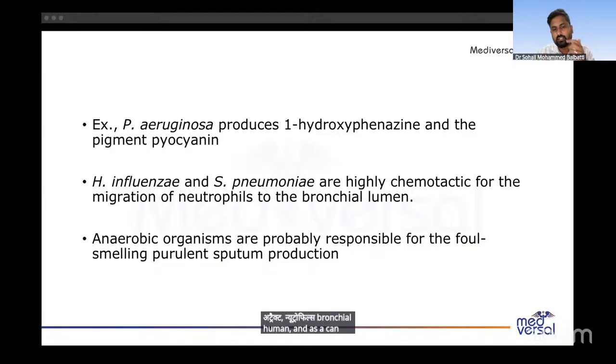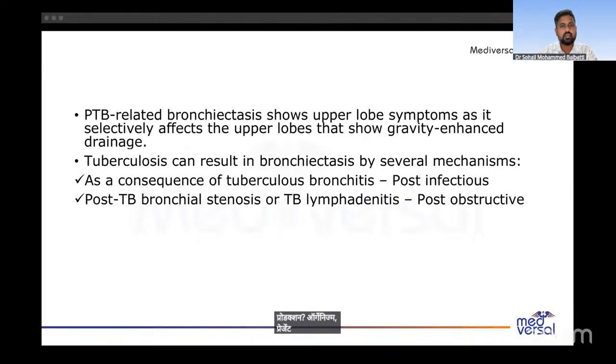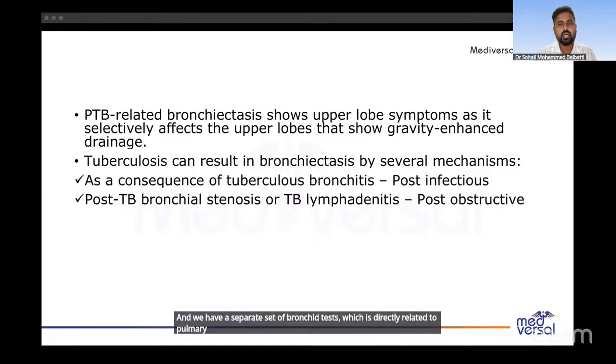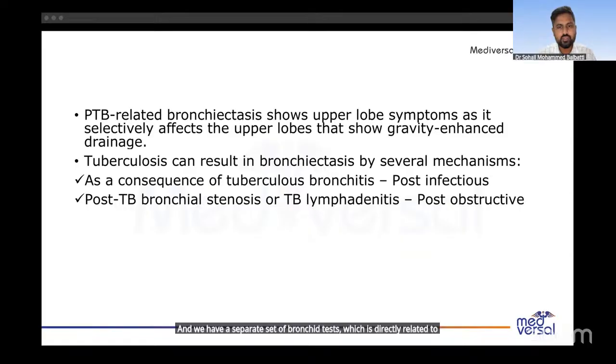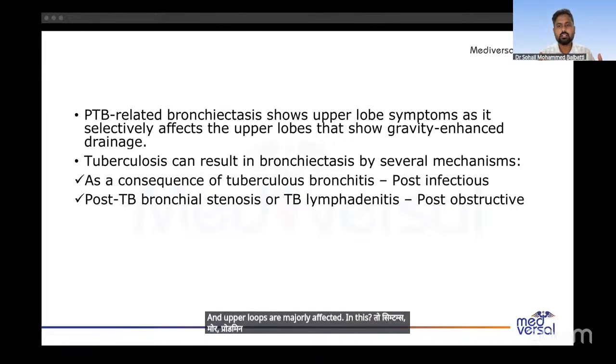And we should suspect, when the patient complains of foul-smelling purulent sputum production, that certain anaerobic organisms are also present in the bronchiectasis. And we have a separate set of bronchiectasis, which is directly related to pulmonary tuberculosis. Since they have a predilection to involve the upper lobe, and the upper lobes are majorly affected in these, the symptoms are more predominantly from the upper lobe.